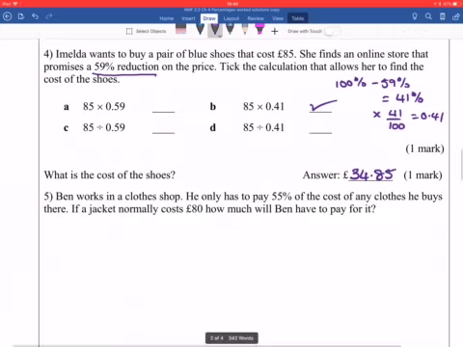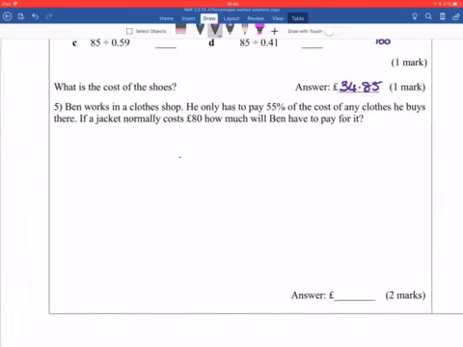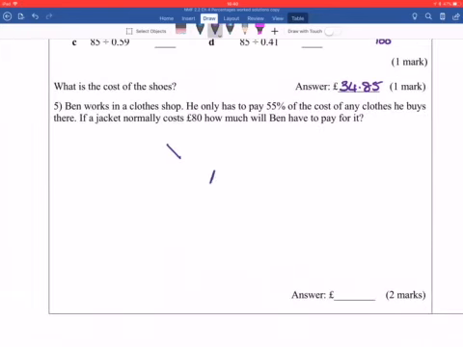Question 5. Ben works in a clothes shop. He only has to pay 55% of the cost of any clothes. If it costs £80, how much will he have to pay? So you're going to do £80 times by 0.55, because that's the same as 55%. And you get £44.